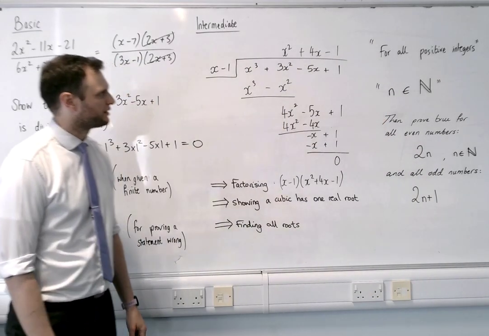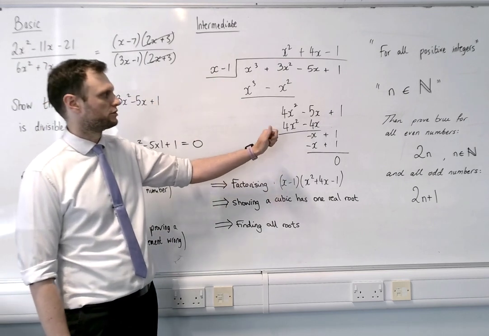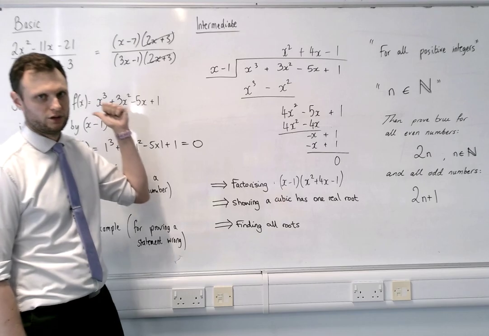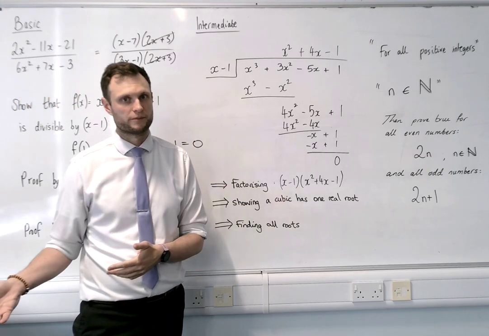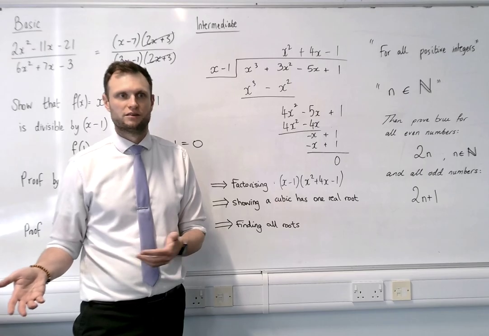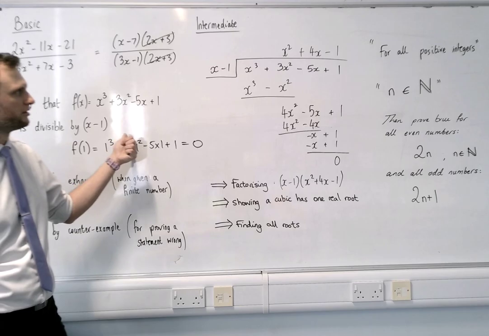In the intermediate section, we've got polynomial division. So polynomial division very often follows the factor theorem. So you're asked to use the factor theorem to show that something is divisible by something, and then the next step is divide it. So in this case, I've done this one divided by x minus 1.